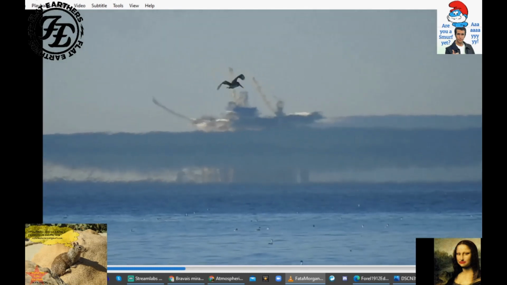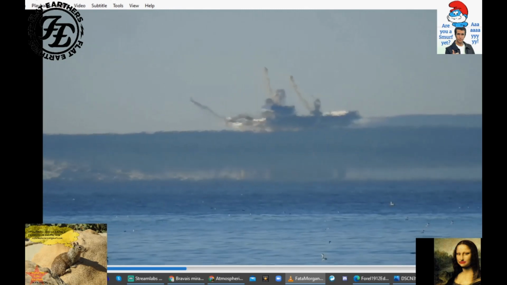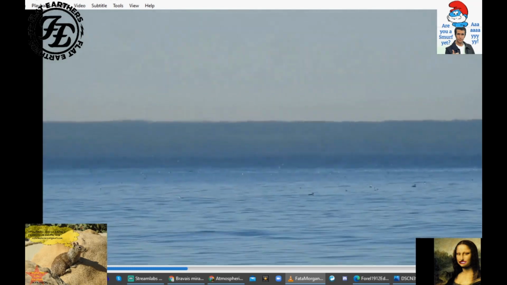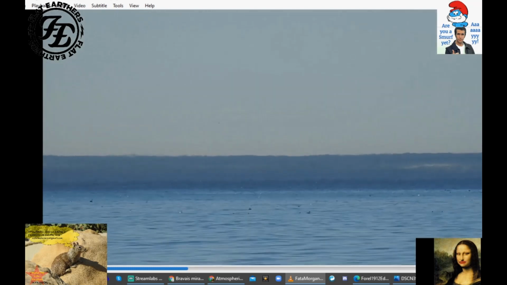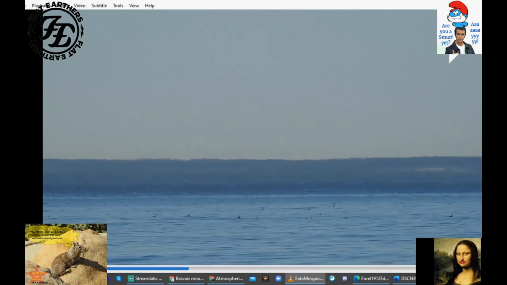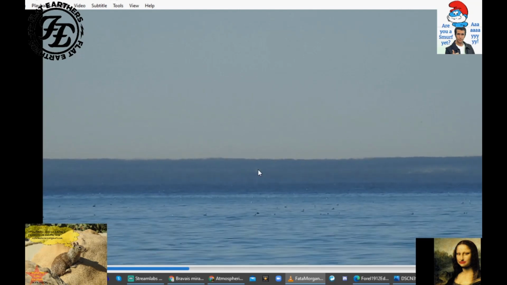Where's the platform going? Right, here it comes. Watch for it, just off center, right about here. Right there. See this dark band here? This is where the horizon was before. Now, up here is where the sky was.